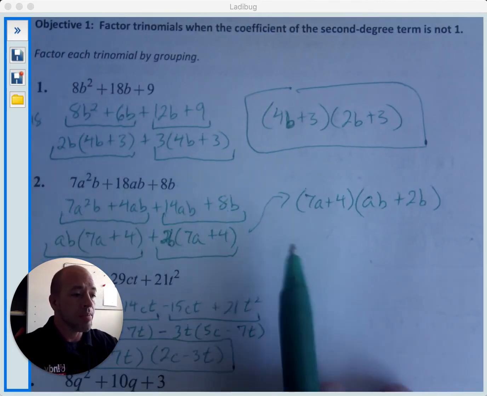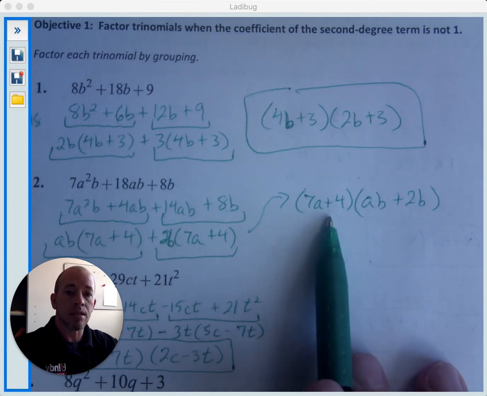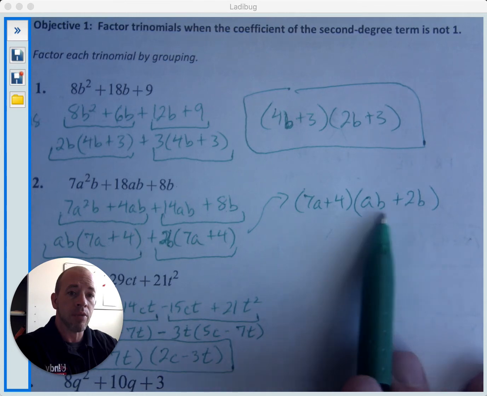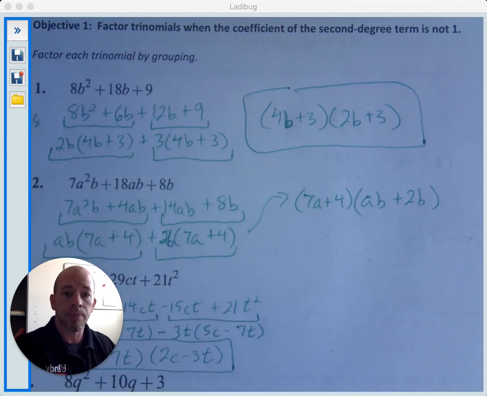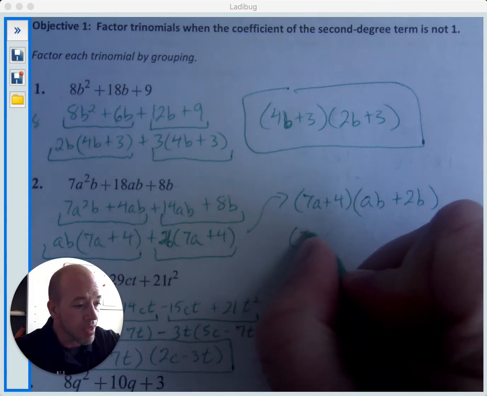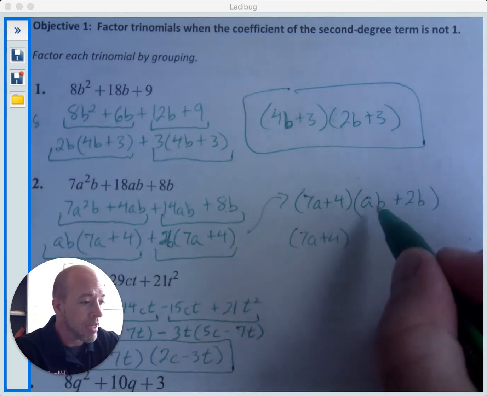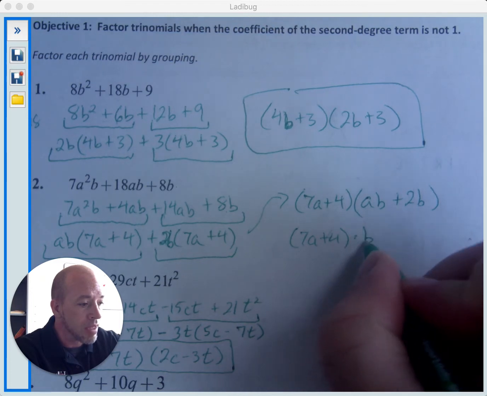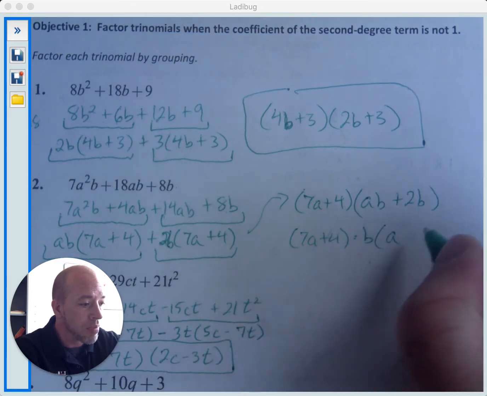If I notice one of my binomials has something you can factor out, and this second one does, you can factor out a B from both of those. You can do it then too. So I can factor out a b, so I have 7a plus 4. And I can factor out a b from both of those. So I'm going to write times b times a plus 2.